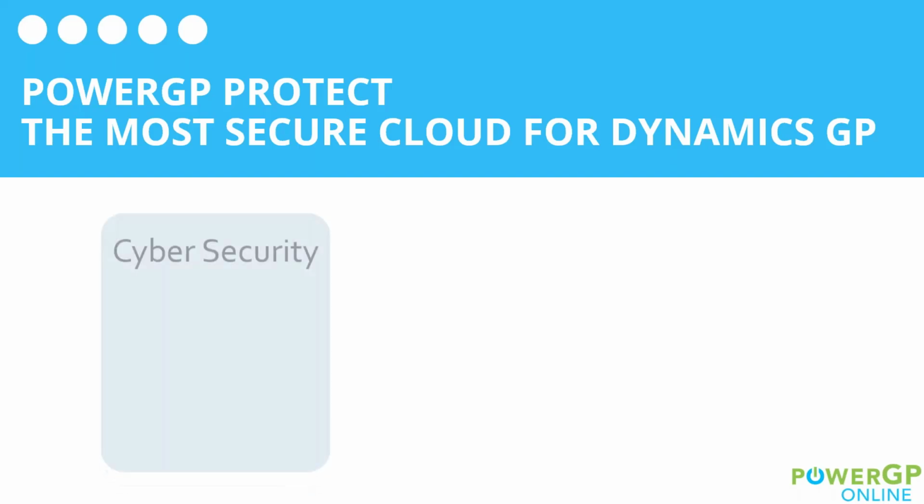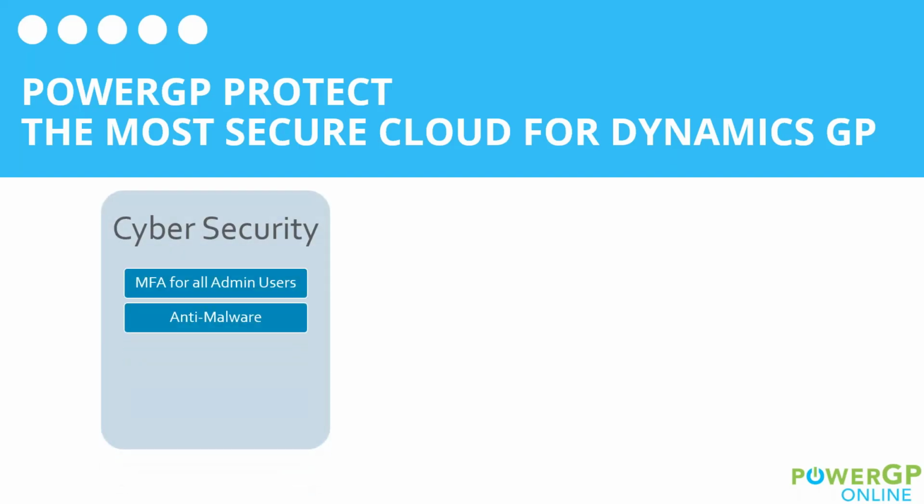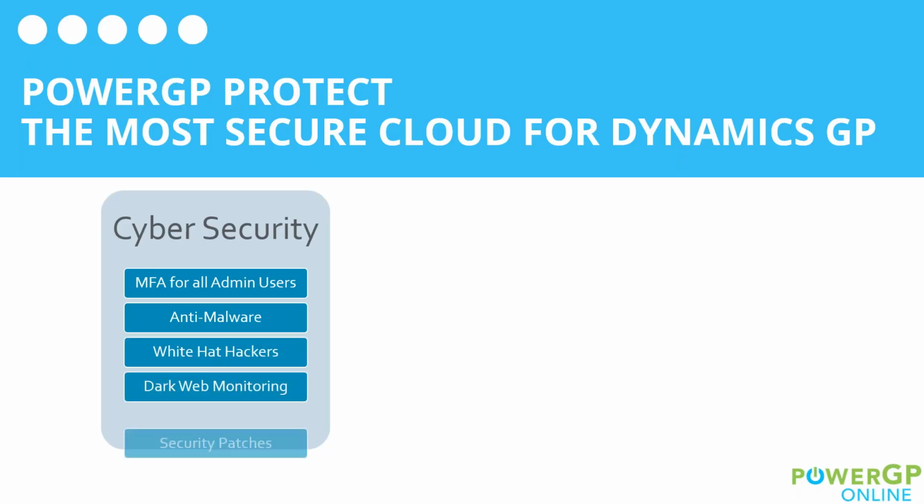So first of all, in our PowerGP Online world, we do a lot to keep you secure. Behind the scenes, you don't see any of these things happening, but they are included. We have anti-malware running. We hire white hat hackers to come in and try to hack into our system so that we can keep ahead of the bad actors that might try to get in. We have dark web monitoring, security patches, and MFA required for all admin users, and we are getting ready to roll that out for all users. So if you're not already using multi-factor authentication, you will be using it in the very near future.